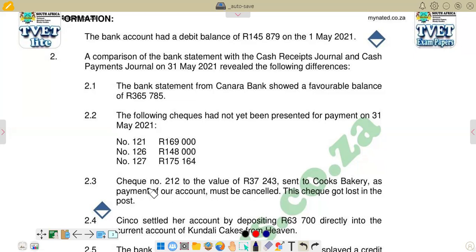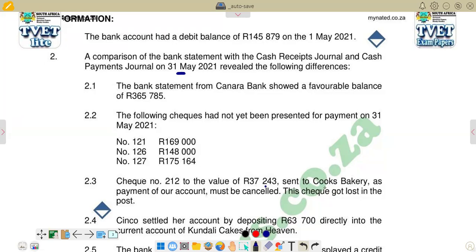So on the date part, remember these transactions we are going to be adjusted on 31 May 2021, which means this date is going to affect all transactions that we have here. So this is going to be our debit. And then our amount, we put 37,243.